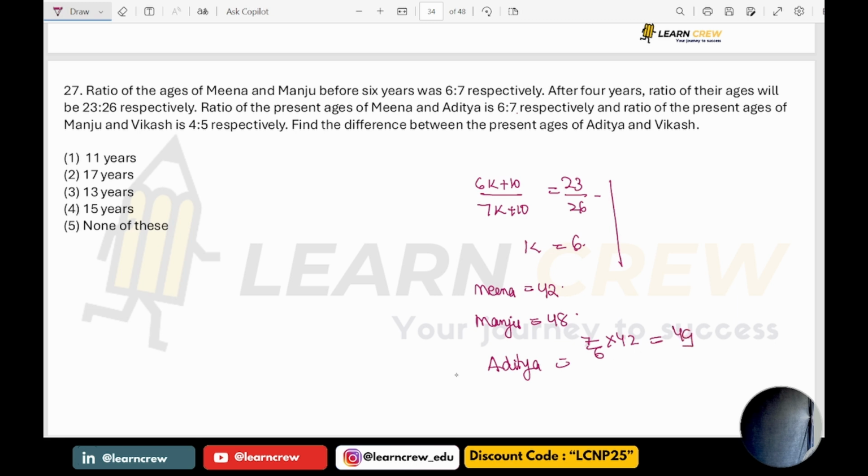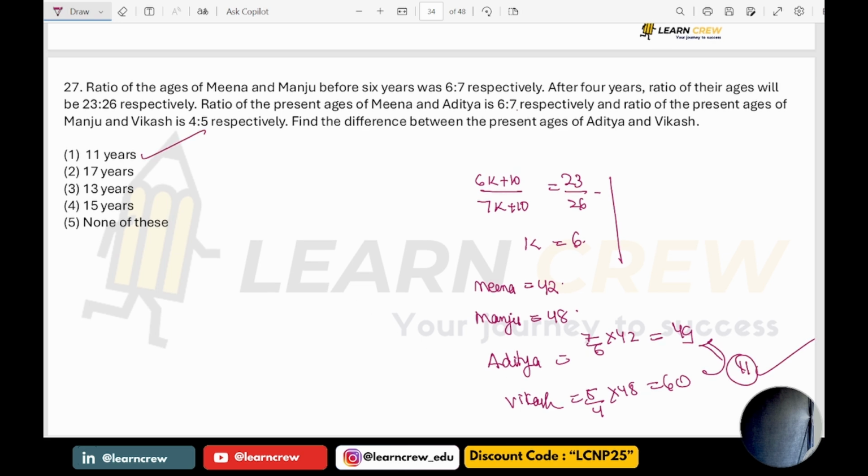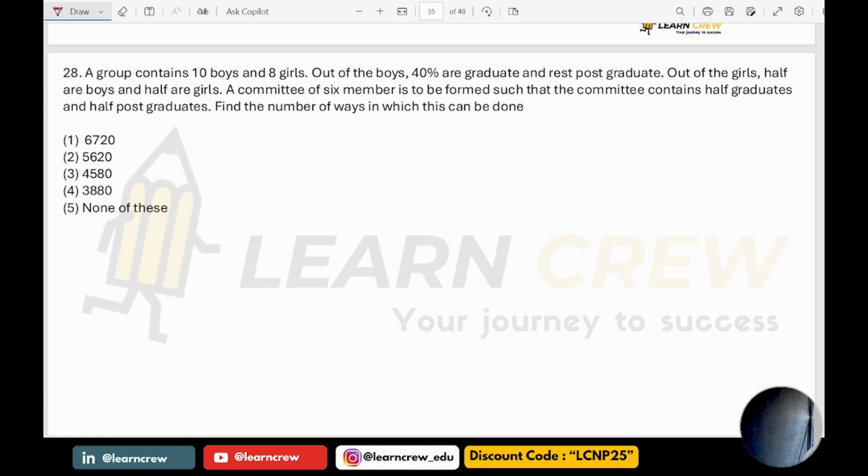49. And then what is the present age of Vikash? Present age of Vikash would be 5/4 of 48, which is 60. Now what is the difference between these two? 11. So the answer is 11. Now next, question number 28.